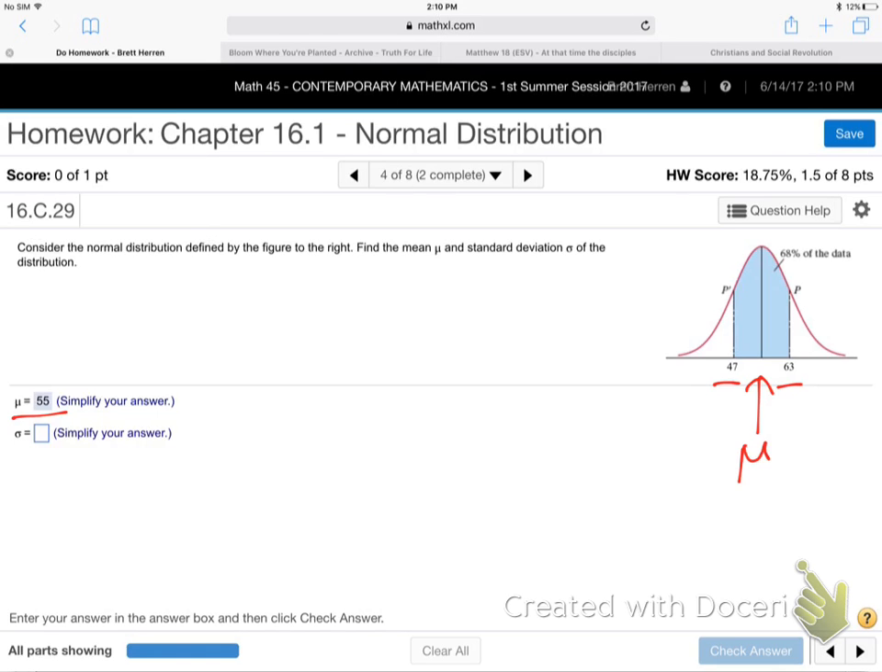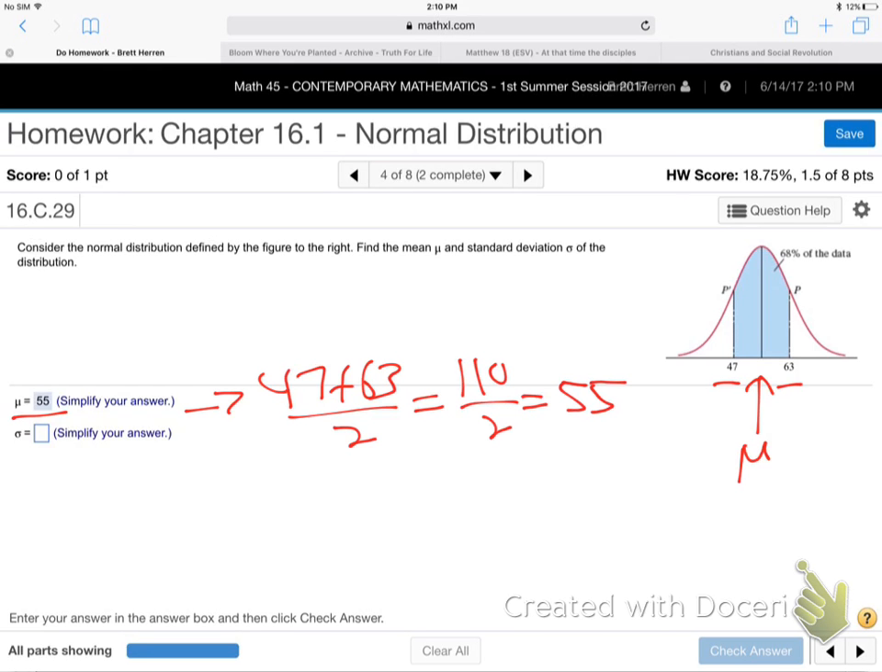So how do you find the middle then? Find the average of the 47 and the 63, right? Just add them and divide by 2. 110 over 2, 55. So we get a 55, like that. That's the middle, just like we did before.